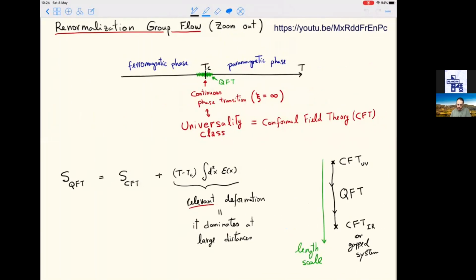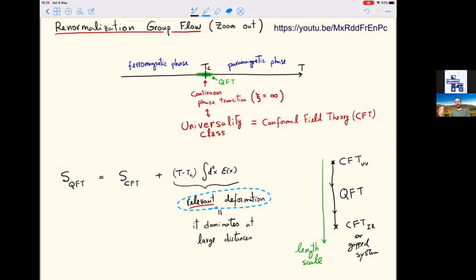Okay, and well, maybe this equation is not so important, but sometimes you will see that we often write the system like that. We say that the quantum field theory action, like the theory for quantum field theory, is the theory for t equals tc, which is the conformal theory, plus a small deformation proportional to t minus tc. Okay, and this, we call it a relevant deformation. So this is a very important technical term.